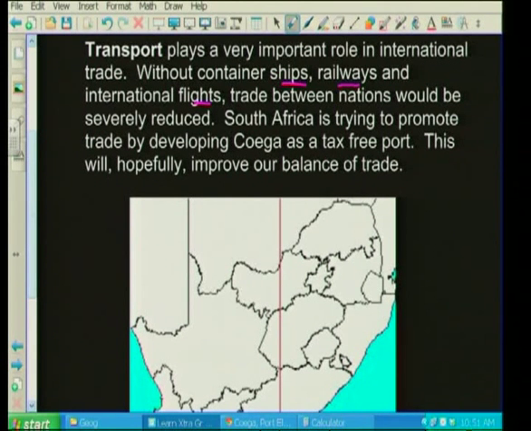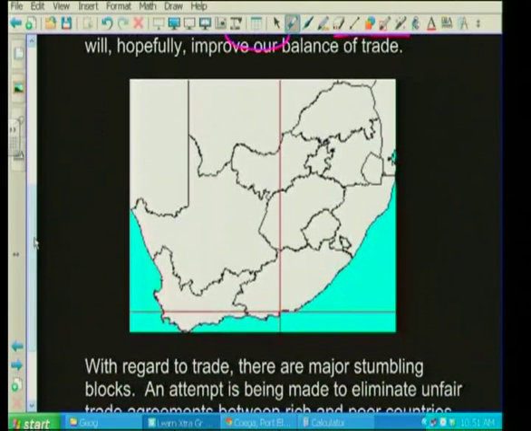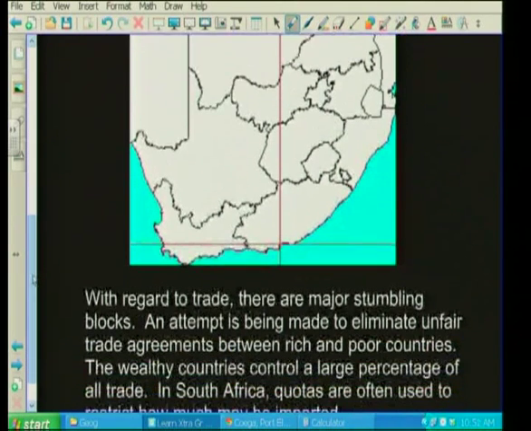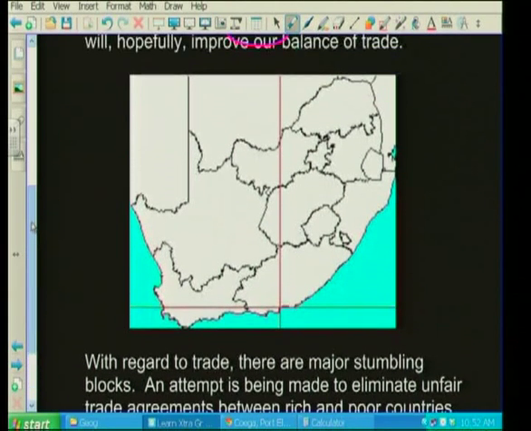South Africa is trying to promote trade by developing Coega as a tax-free port. This will hopefully improve our balance of trade and also benefit countries in Southern Africa, or basically in the bottom part of the Southern Hemisphere, where we're trading with people like South America and Australia, New Zealand, and those countries in the Far East that are still in the Southern Hemisphere.